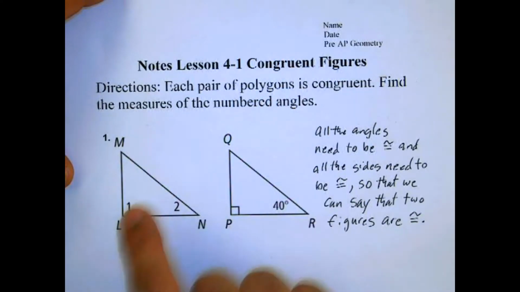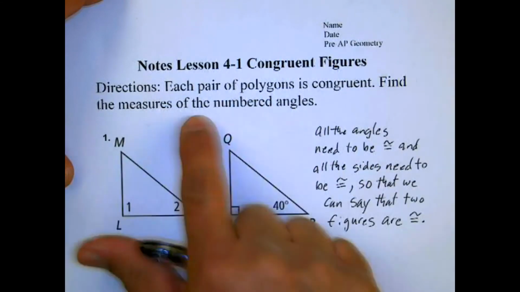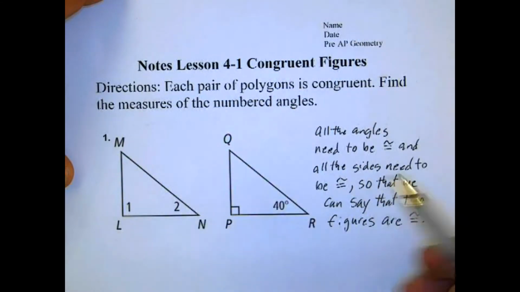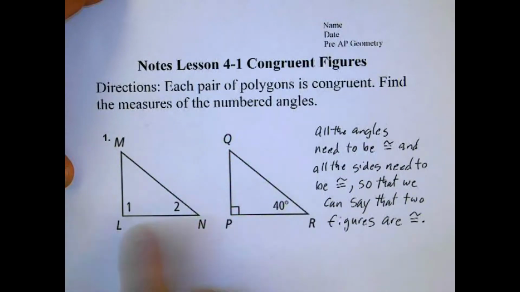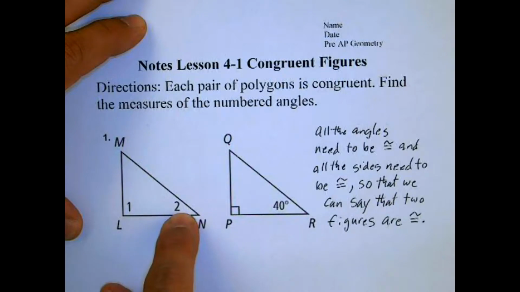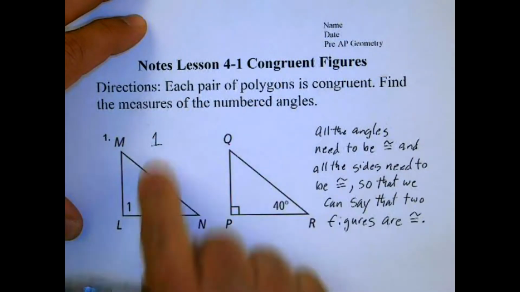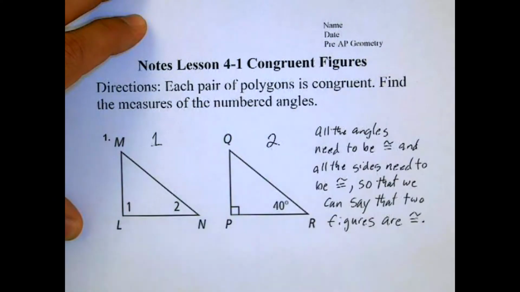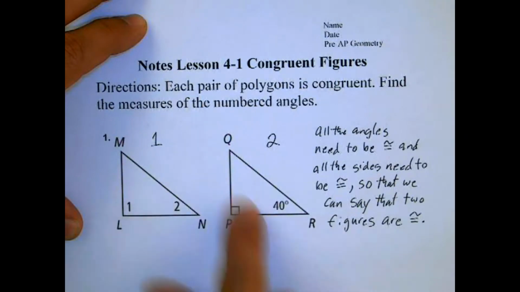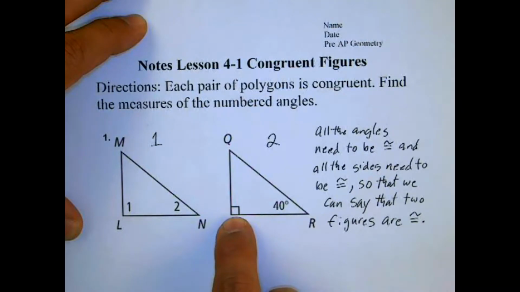Now, starting out with this particular set of notes, the directions say each pair of polygons is congruent. So that means that this triangle is congruent to this triangle. Find the measures of the numbered angles. What you have to do is compare the two triangles to find out what angle 1 is and what angle 2 is. Here in the second triangle, we'll number them. This is the first triangle and this is the second triangle. The first triangle has an angle of 1. If you look at the other triangle, since we know that they are congruent, this angle is a 90-degree angle. It's a right angle.